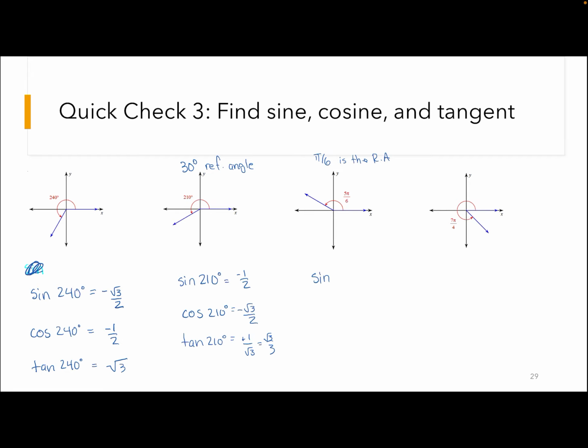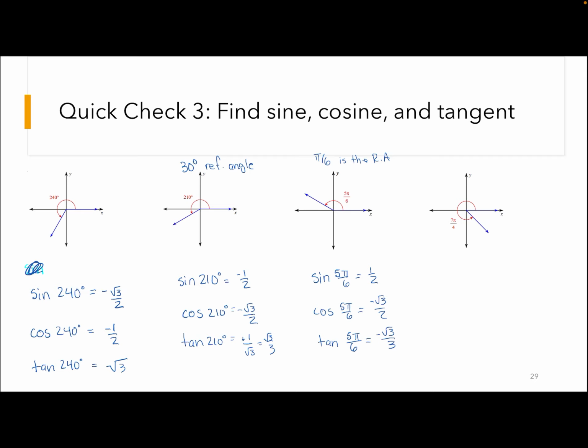The sine of 5 pi over 6 is 1/2. The cosine of 5 pi over 6 is negative square root 3 over 2. That makes the tangent of 5 pi over 6 equal to negative square root 3 divided by 3. You can see 210 degrees and 5 pi over 6 have the same trig values because they have the same reference angle, up to multiplying by negative 1.